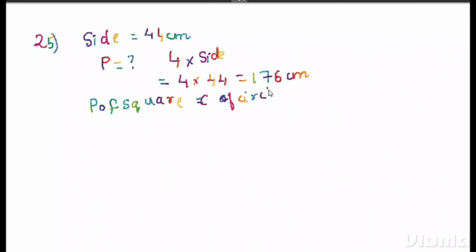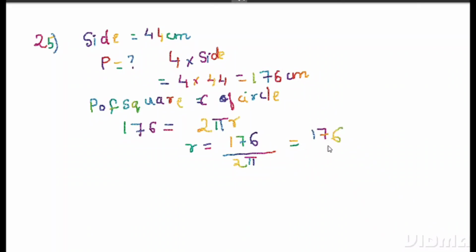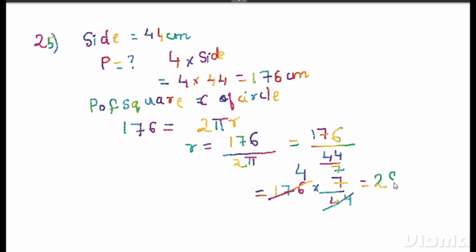So can I write that 176 is equal to 2 pi r? They are telling you to find the radius. So what is going to be my radius? Radius is going to be 176 divided by 2 pi. So that becomes 176 divided by 44 by 7. Then when I take the reciprocal, this becomes 7 by 44. So this gets cancelled 4 times. So I get my radius as 28 centimeter. So the radius of the circle is 28 centimeter. So this was the last question of this exercise.